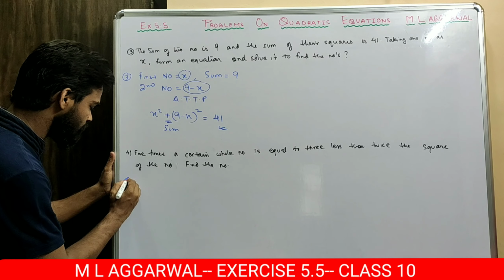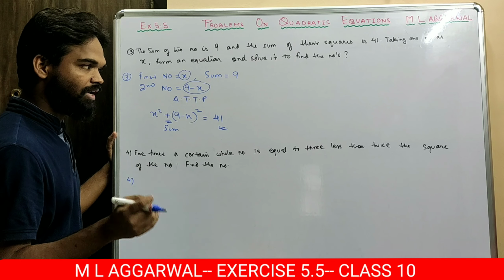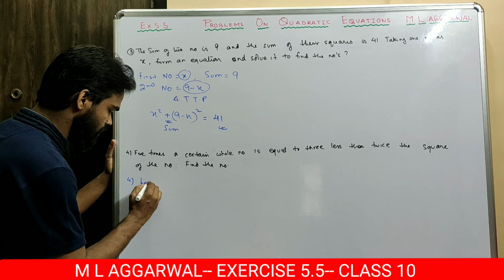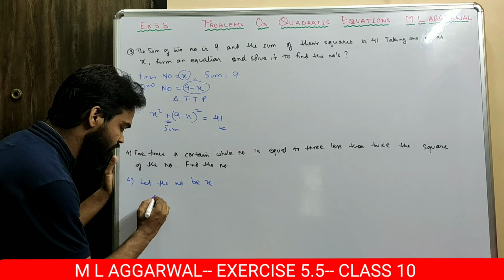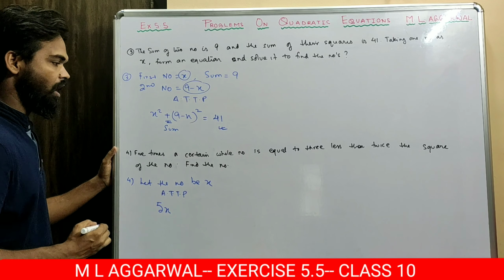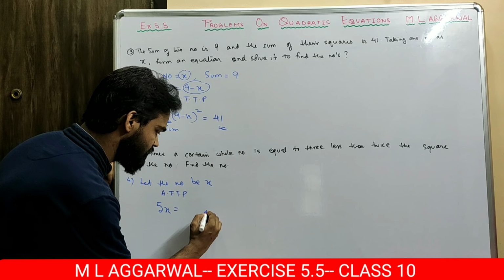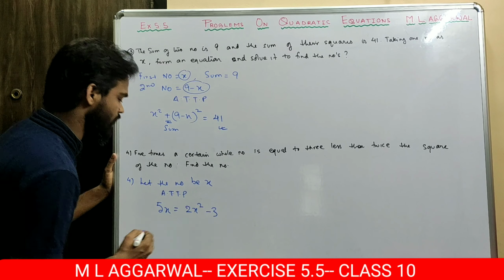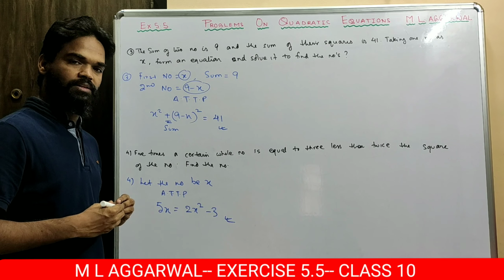Okay. Number 4. 5 times a certain whole number is equal to 3 less than twice the square of the number. Find the number. Very easy. Let the number be x. Now look carefully. According to the problem, 5 times a certain whole number is equal to 3 less than twice the square of the number. Done. Now let us look at the next sum.